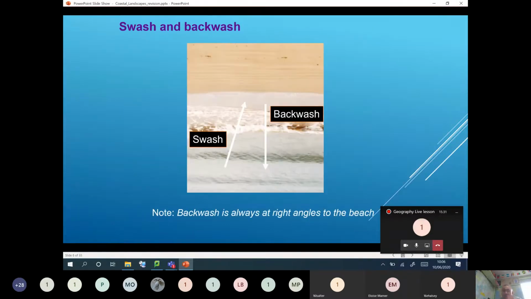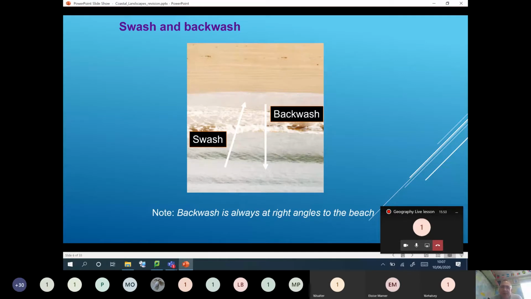Another key thing we need to remember is what the waves do: swash and backwash. Swash is when the wave goes up the beach, backwash is when the wave comes back down the beach. Remember the wave always comes directly back into the sea at right angles to the beach. Gravity is pulling it back down.